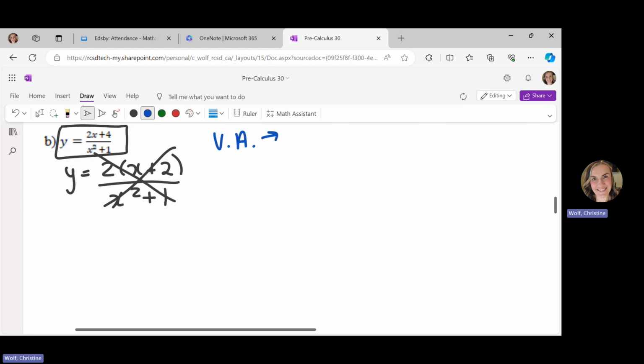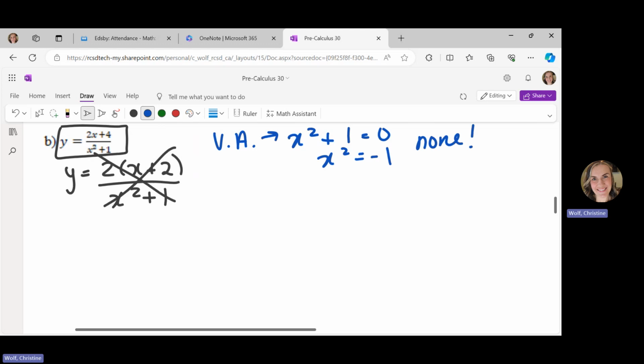Vertical asymptote is always your denominator. You take your denominator, we don't stress because this is the easy one, and we set it equal to 0 and we solve, but now I'm stressed. Why am I stressed, Gage? I can't root a negative. That's impossible. There is no vertical asymptote.